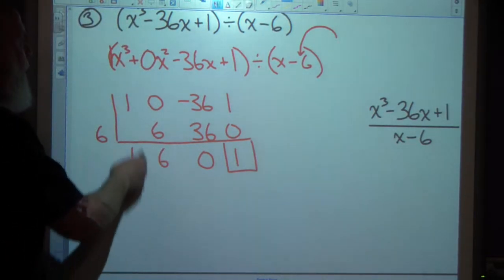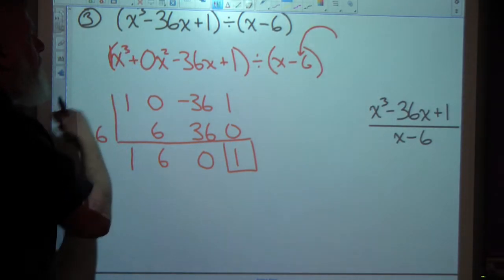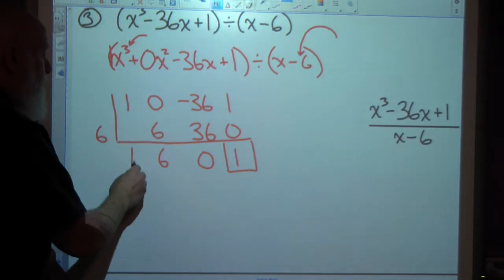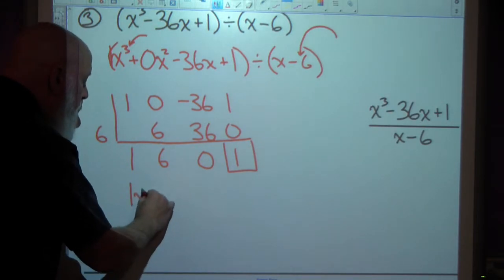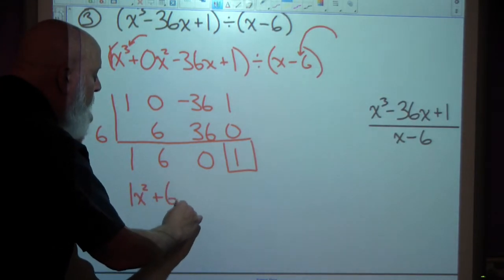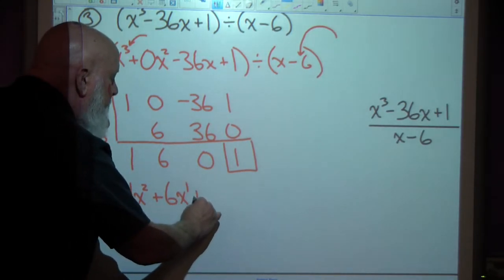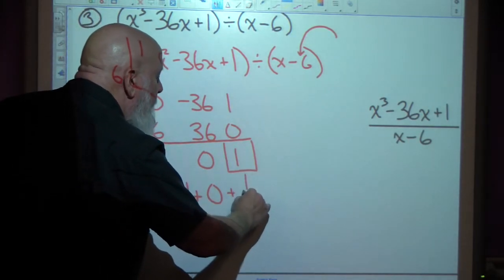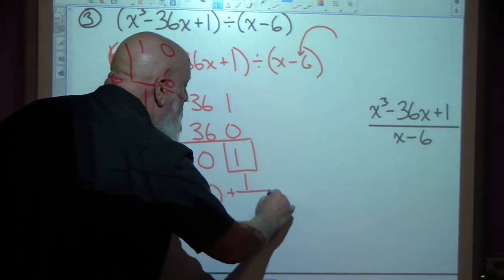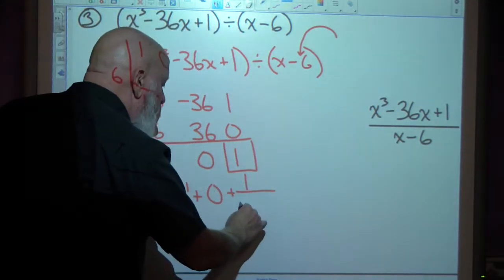And now what I'm looking at, my highest power, my variable is going to be x. My highest power of my answer is going to be 1 less than this. So this will be 1x squared plus 6x to the 1, which I'm not going to bother showing the 1. You can. Plus 0. And I do have a remainder. And I'm going to write my remainder as 1 over whatever it is I was dividing by. Okay? x minus 6.